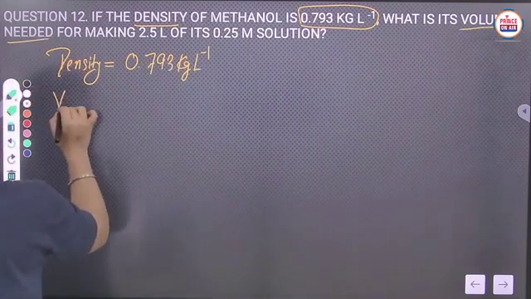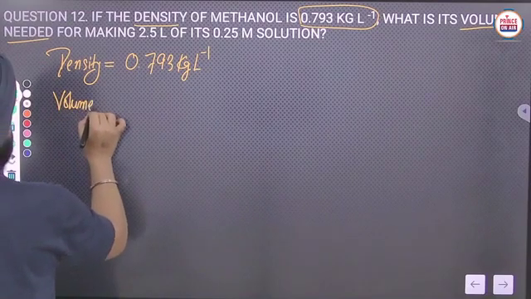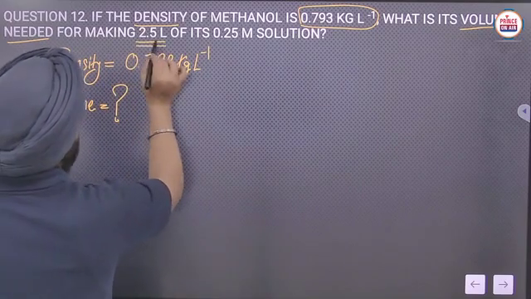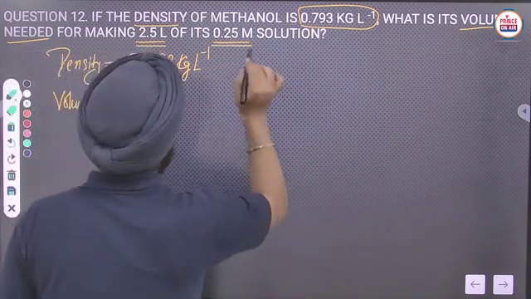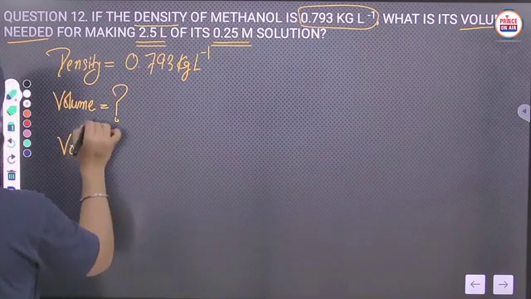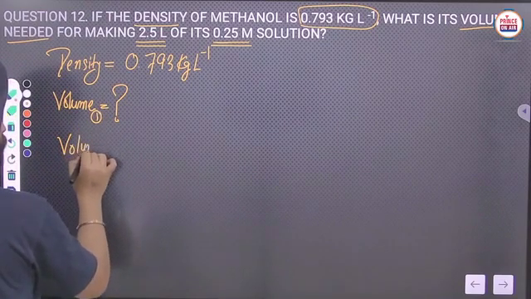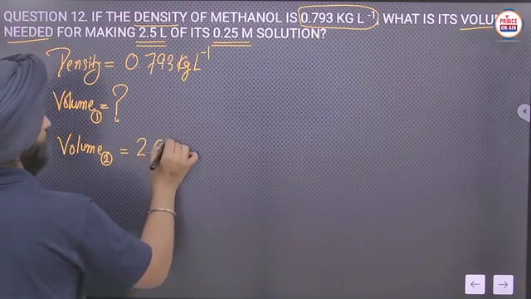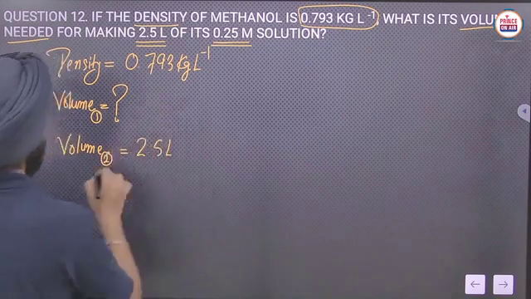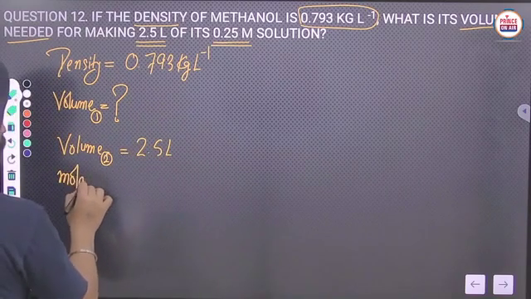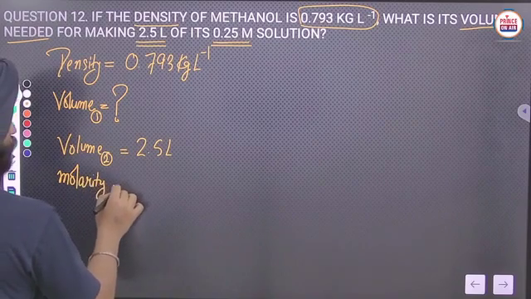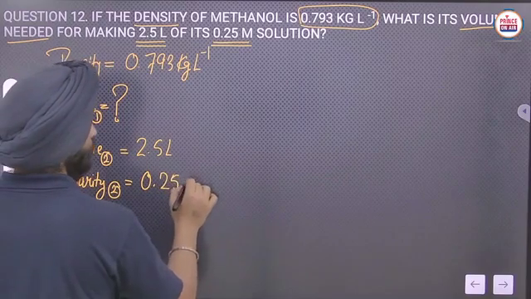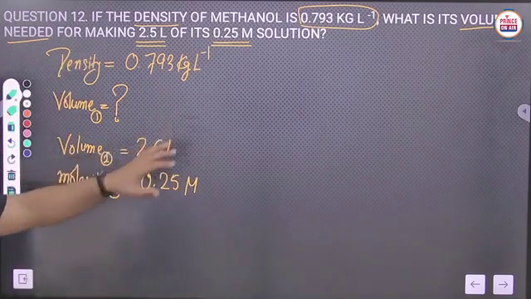Means volume we have to calculate for making 2.5 liter of its 0.25 molar solution. Volume 1 is what we need, and volume 2 is given to you, that is 2.5 liter. And molarity 2 is also given to you, that is 0.25 molar. All terms are given to you.